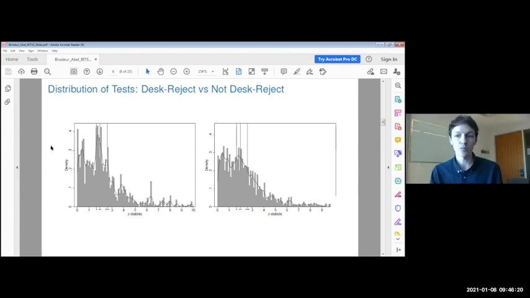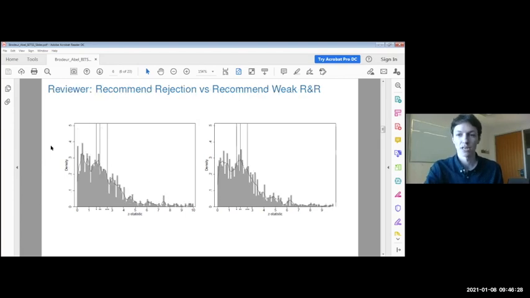But still, even when you add all these controls, there's some evidence that editors are actually still not that interested in significant results, borderline significant results. Let's move to reviewer. There's 3 different possibilities in terms of recommendation by a reviewer. There's, I don't like it, reject. Then there's weak R&R, and then there's strong R&R. Strong R&R is on the next slide.